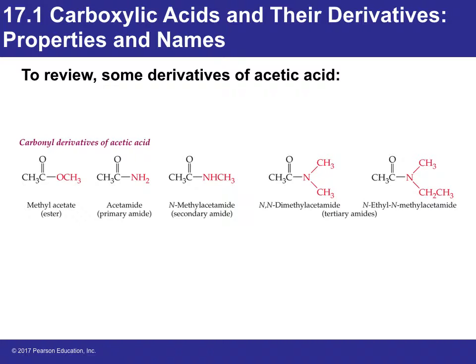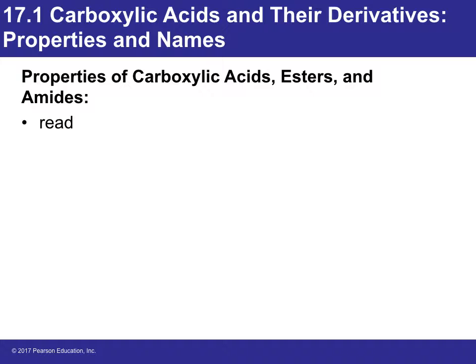You should know those, such as methyl acetate, which is an ester, and acetamide, which is a primary amide. For a secondary amide, you need to see where it's attached to the nitrogen atom, so it's a methyl attached to the nitrogen, so it's N-methyl acetamide. N,N-dimethyl acetamide, because here you have two methyl groups attached to the nitrogen atom. And N-ethyl-N-methyl acetamide, those are tertiary amides. Then I let you read the properties of the carboxylic acid esters and their amides.